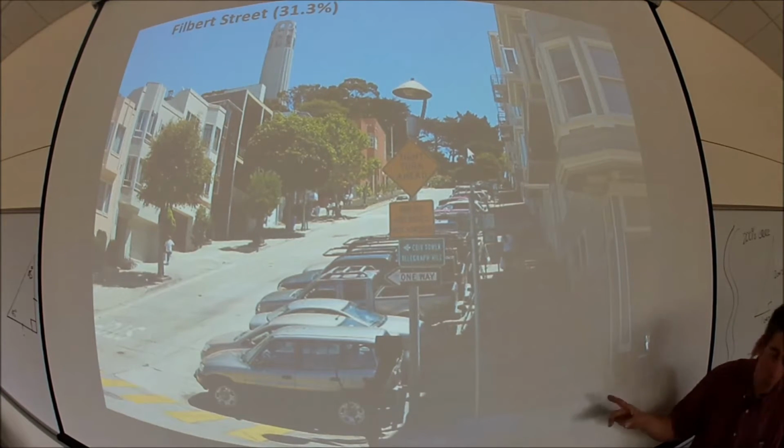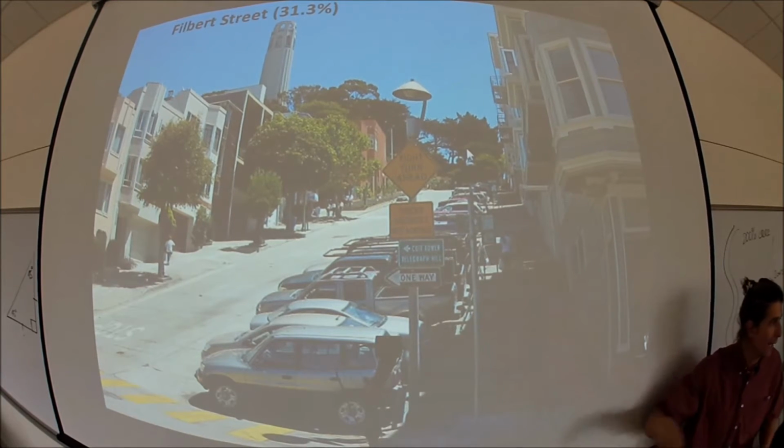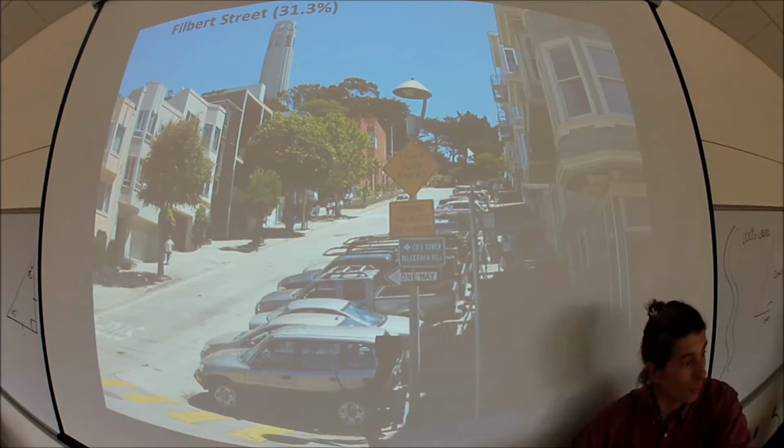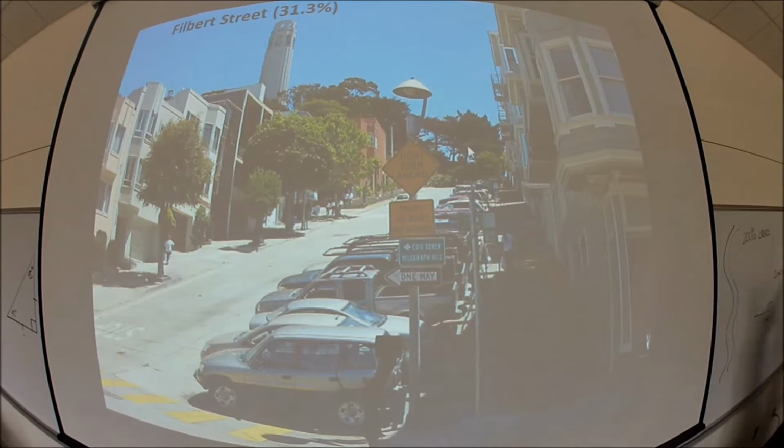You can't see it in this picture. I'll have this PowerPoint for you guys later. The sidewalk has little 2x4s bolted into it, so when you're walking up, you have something to push against, because it feels like you're going to slide backwards. It's that steep. You can see it on the monitor a little bit better. Oh, yeah. It's so steep.